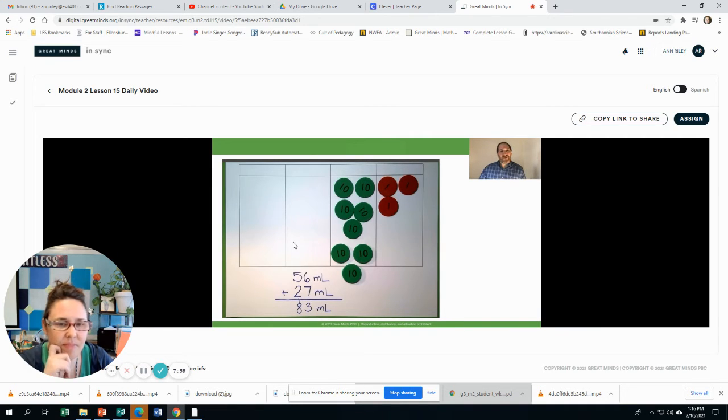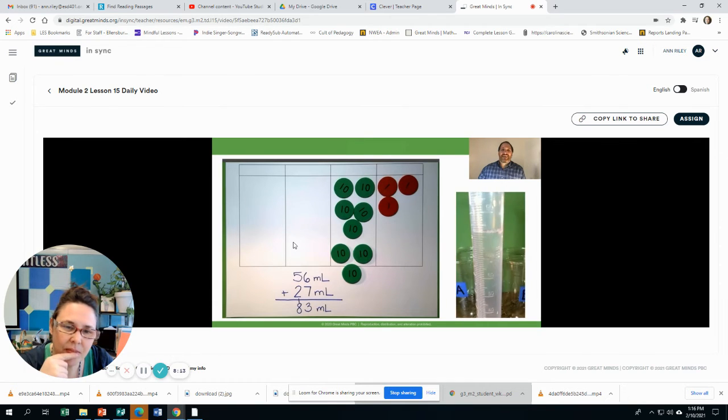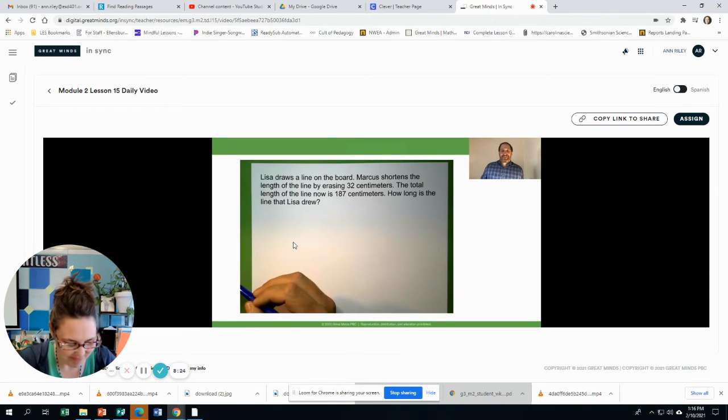That's right. I can pour both cups into the beaker to see if it'll measure 83 milliliters. Let's watch this quick video to see if we're right. Oh, you recognize that beaker? There we go. And look at that. We can see that the water measures 3 tick marks above the 80 to represent 83 milliliters.